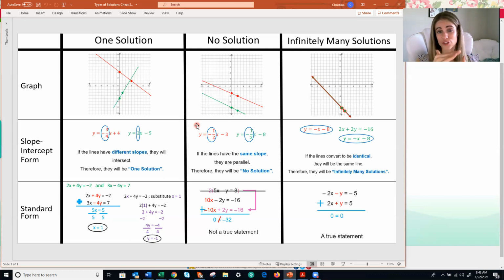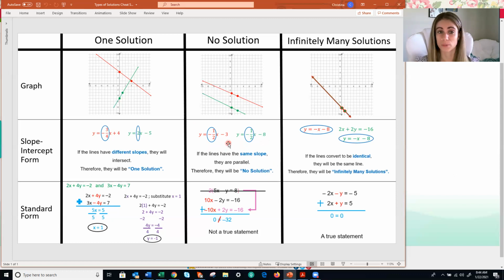Because in order for the two lines to never intersect, that means they must be moving at the same rate. And slope is our rate. Slope is how fast or how slow those lines are moving. If we look at our two equations here, notice that they have the same slope, but the y-intercepts are different. So they start at a different spot, but they move the same amount. Therefore, it will be no solution.